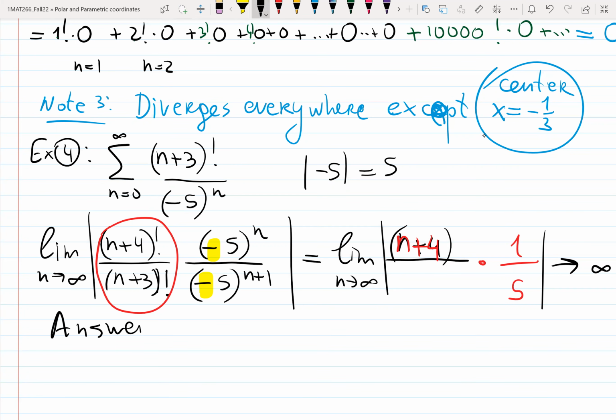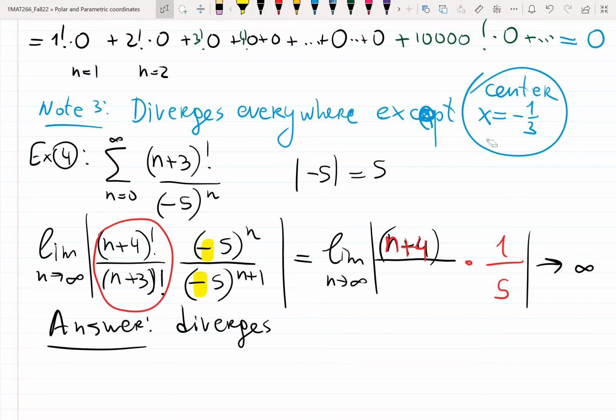Answer: diverges everywhere. That is, actually just diverges. There's no interval. So I guess that's the way I should say it.